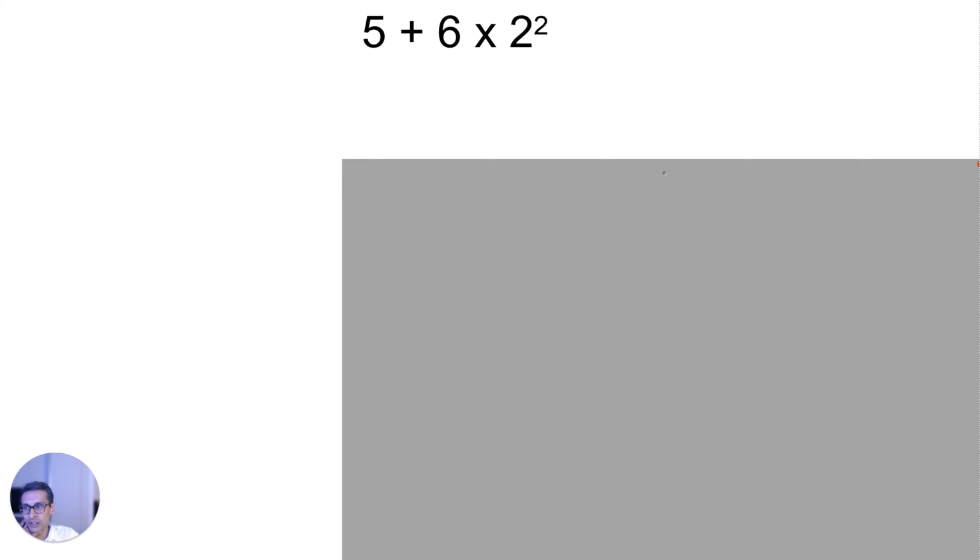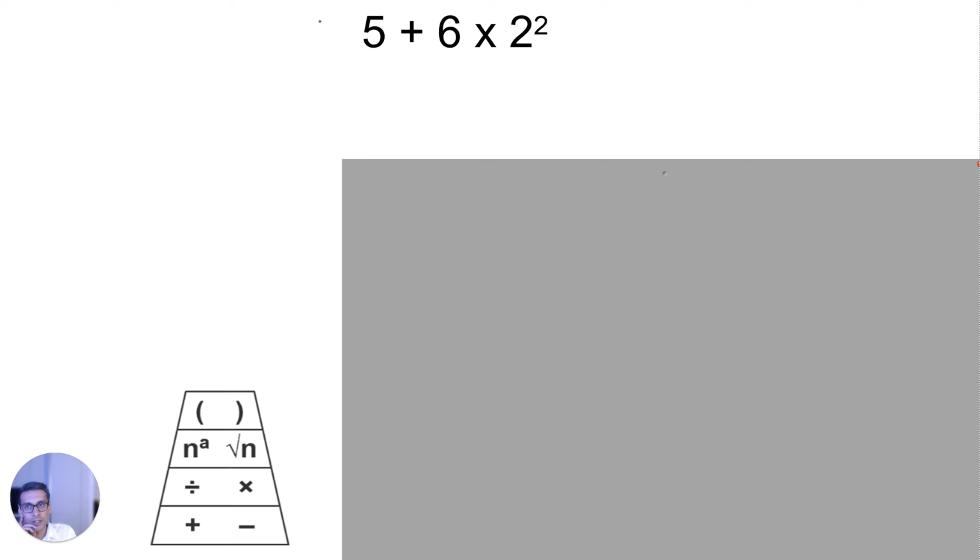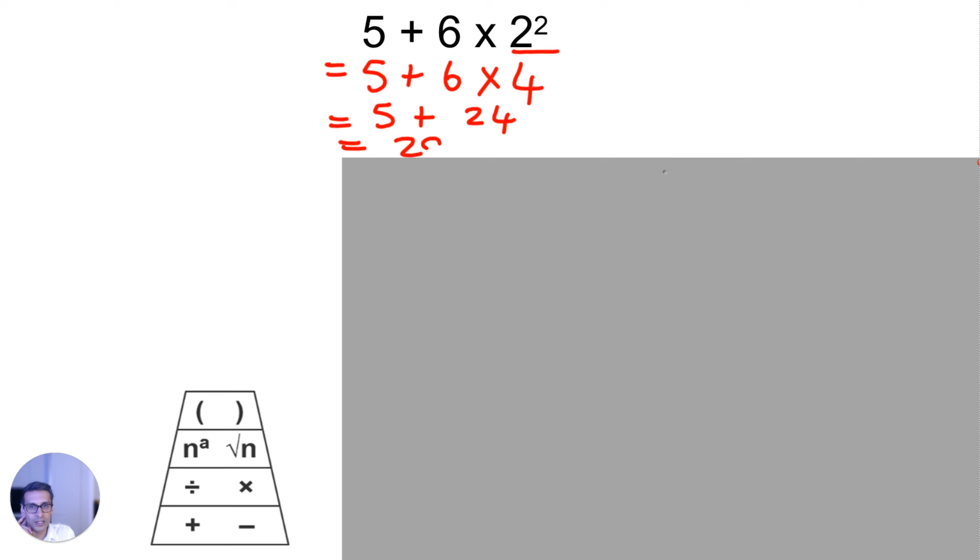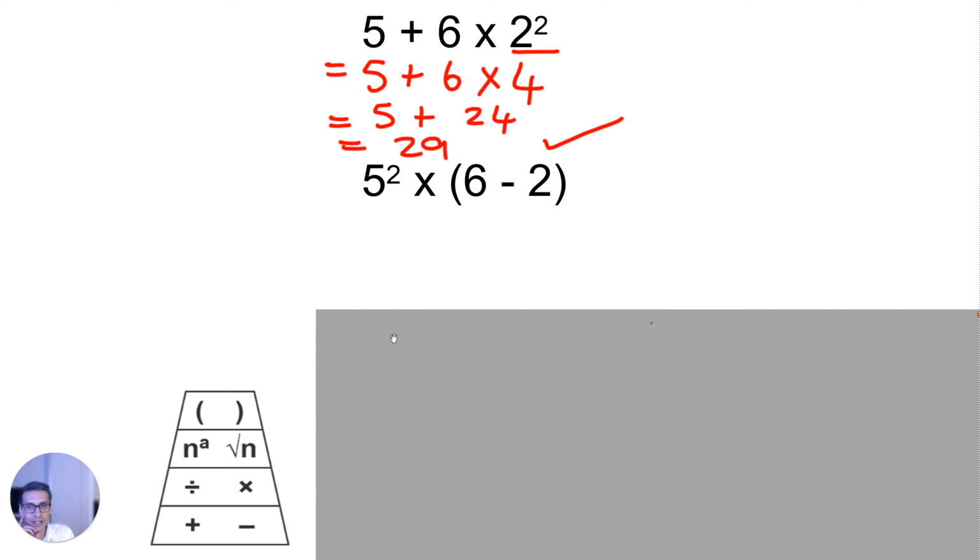I'm actually going to get the order of operations pyramid back on here as well. Okay, so I can see using this, I'm going to do indices first. I'm going to write every line to include all the numbers here. 5 plus 6 times, and then 2 times 2 is 4. You can see I've done that square first. And then I'm going to do the multiplication. So 5 plus 24, which is 29. Give yourself the first mark if you got that correct, and have a go with the second question.